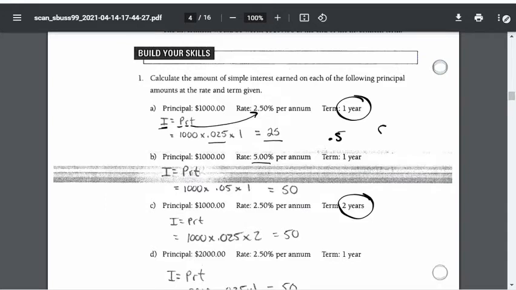Okay, same thing with B, 1,000, again, 5% is not 0.5, right? 0.5 would be 50%. So 5% is 0.05, right? Moving it 2 spots. Or divide your percent by 100, because that's what it's out of, right? A percent is always out of 100. Okay. Third one there, I times by 2 because it's 2 years.